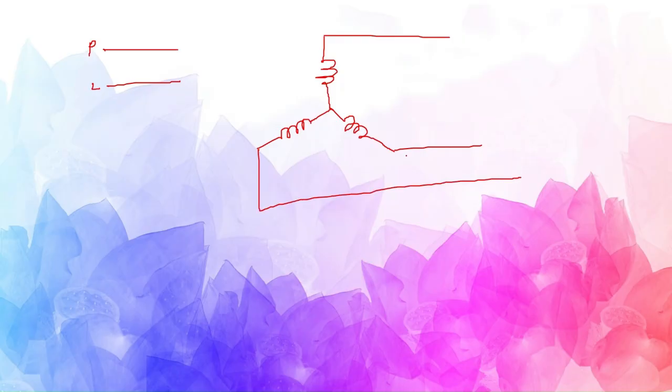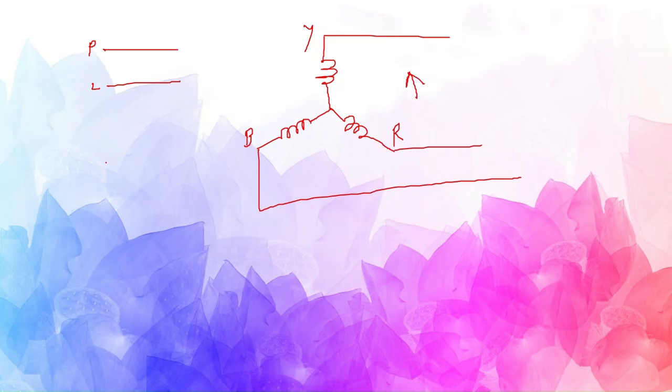So this type of connection is called star connection. Let me explain in more detail. This is called R phase, this is called Y phase, this is called B phase. The rotation is always anti-clockwise, like this phase marking rotation.